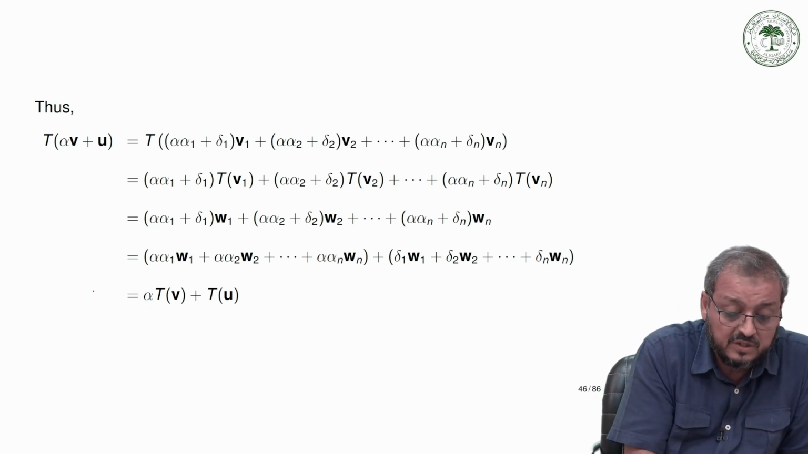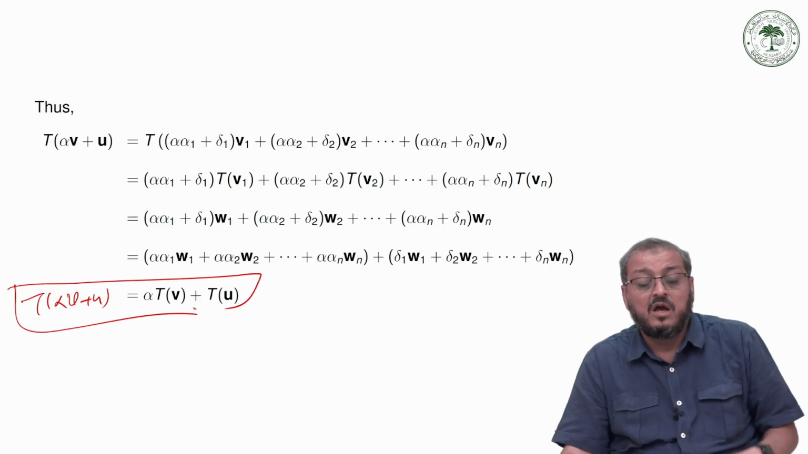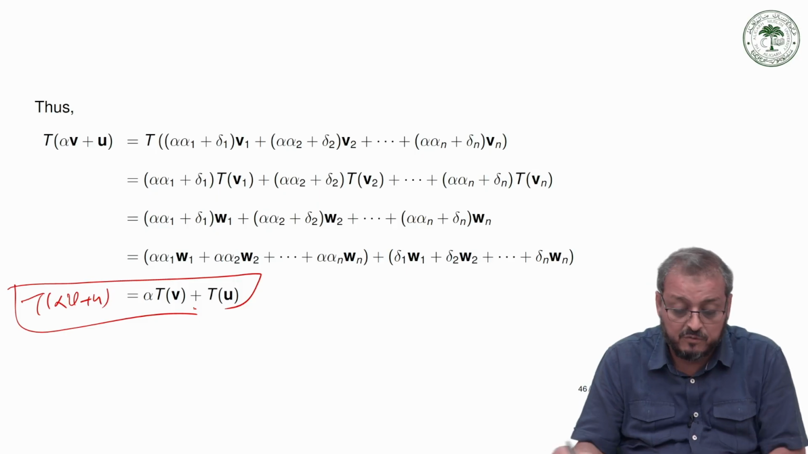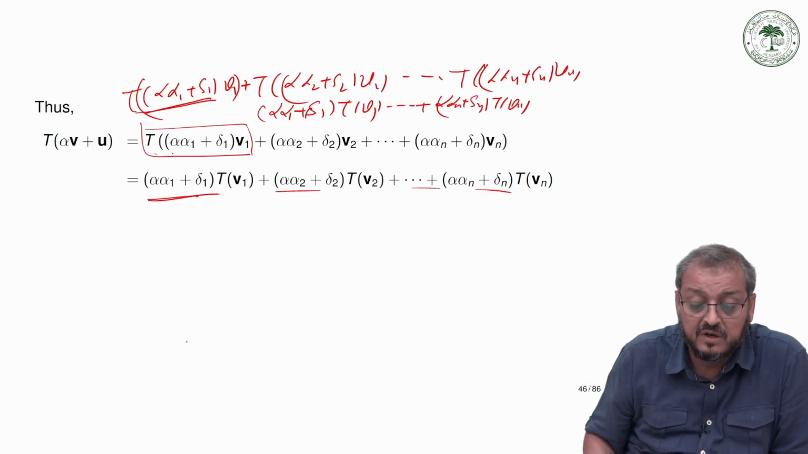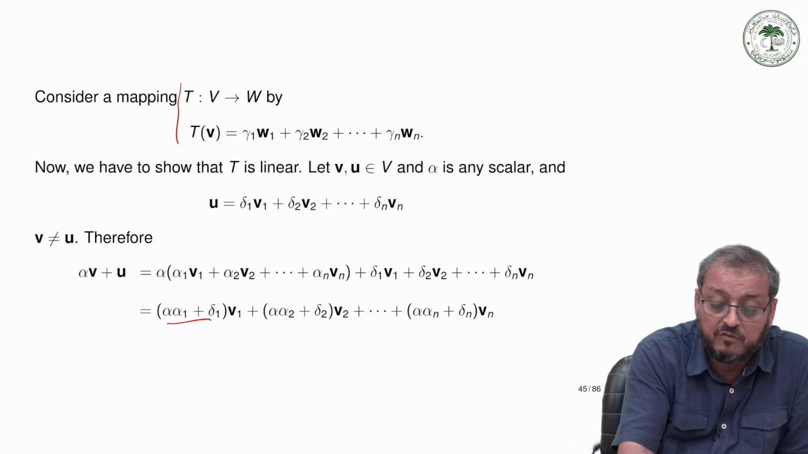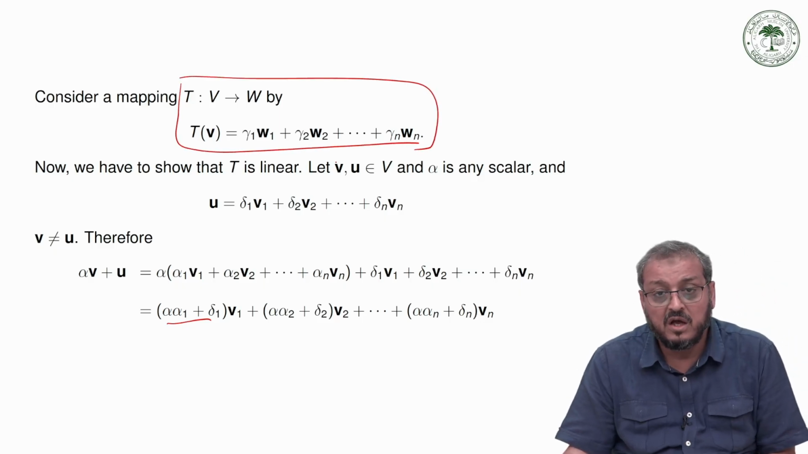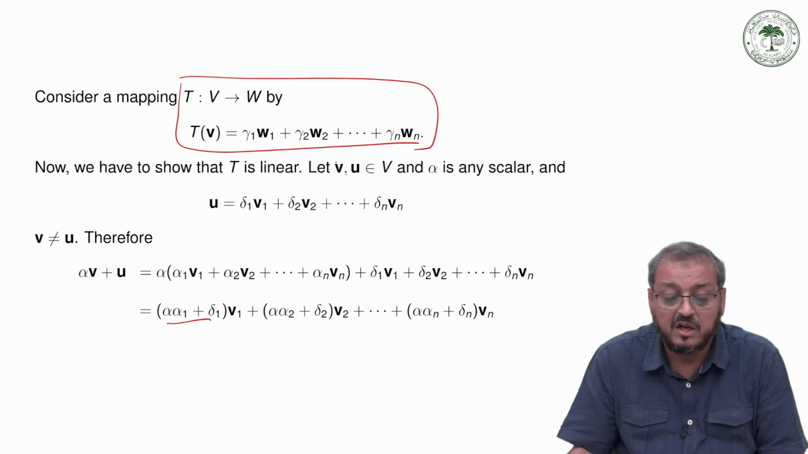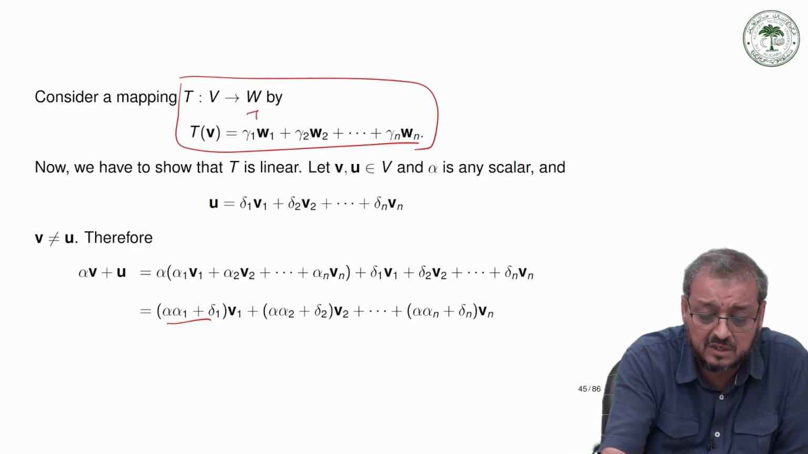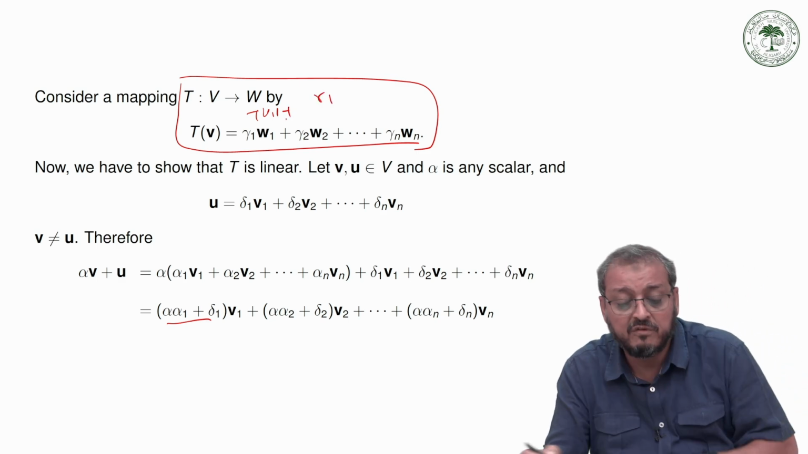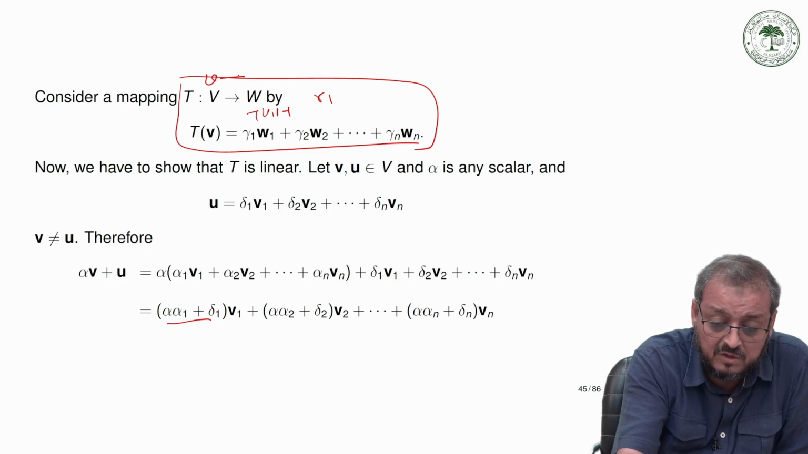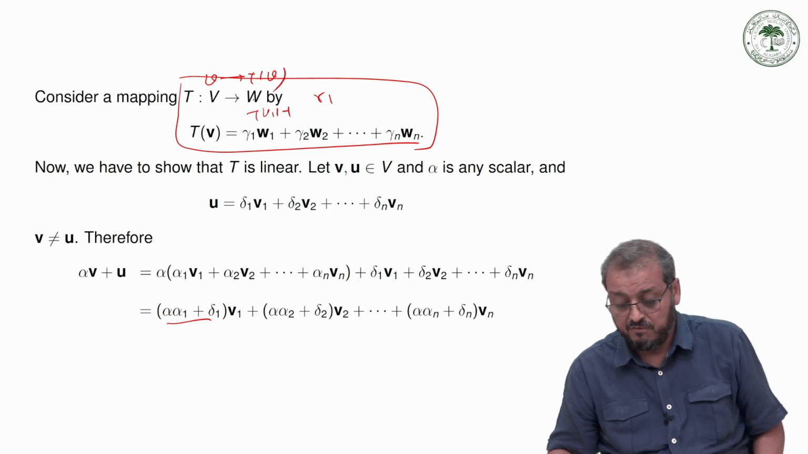So this means we can say that T of alpha v plus u is the same as alpha times T of v plus T of u. So this means we have to define the map T from V to V clearly, where T of v is equal to gamma 1 w1 plus gamma 2 w2. This is nothing but T of v1 we can get gamma 1, or T of the image of a arbitrary v, then this is nothing but an element of W.